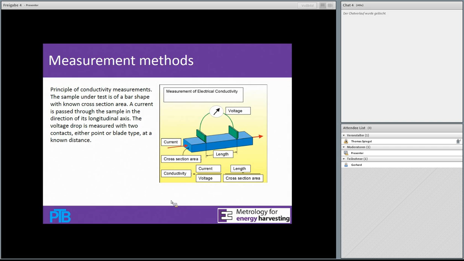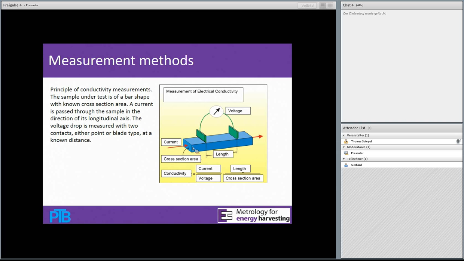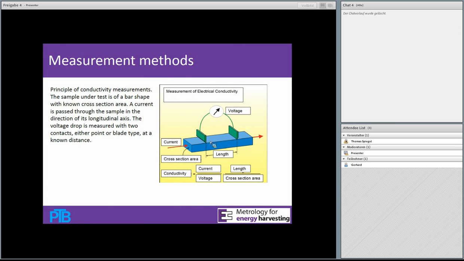The principle I have shown in this diagram, which is some 10 years old, from the first EU project concerning the difference between AC and DC conductivity of metals. In that case, we usually have bar-shaped pieces of metal through which we pass a current, and we have 2 knife-edge electrodes at a certain distance, called length here. If we know the cross-section area, we can simply calculate the conductivity of the bulk material.